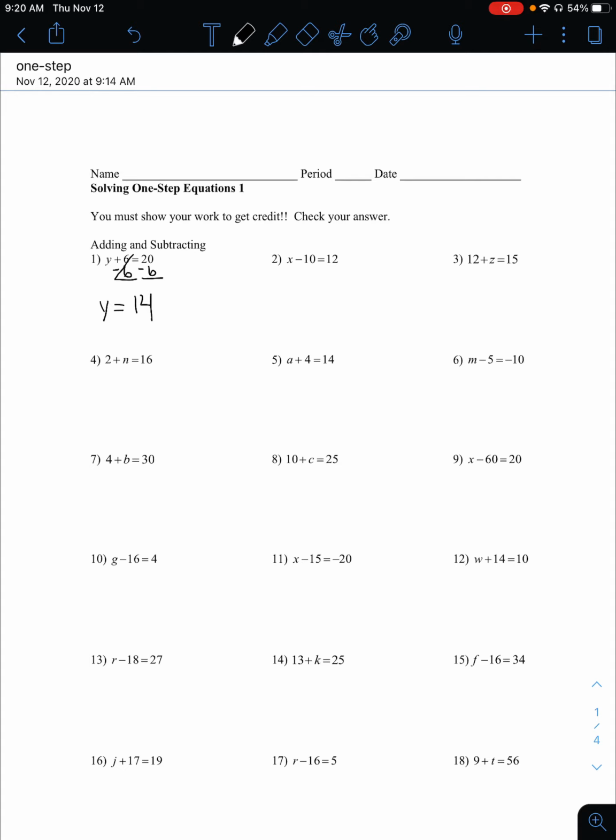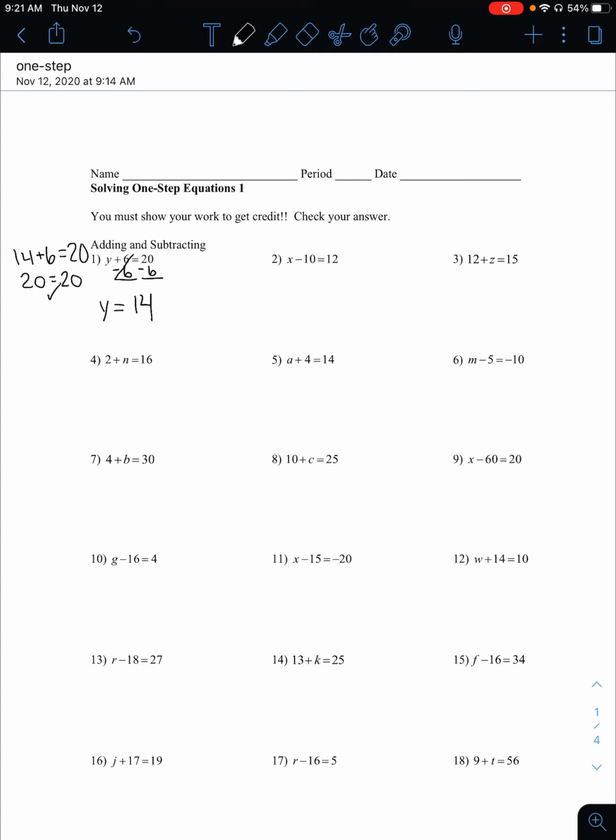Now you can check your work by plugging your answer back in. 14 plus 6 equals 20. 14 plus 6 is 20. Does 20 equal 20? Yep, so we know that my answer is correct. y is equal to 14. So let's look at number 2.